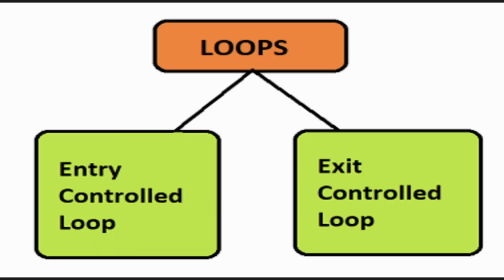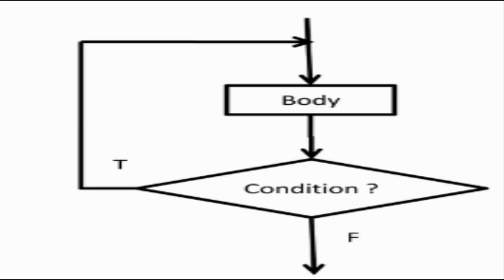Basically, in any programming language there are two types of loop. One is the entry controlled loop and the second is the exit controlled loop. Python supports the entry controlled loop. It means at the time of entry it will check a condition, and if the condition is satisfied then the further operation will be executed. In an exit controlled loop, the operations are executed first, and at the end of execution it will check whether the condition is true or false.